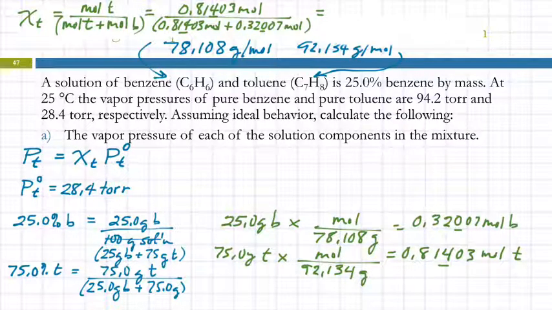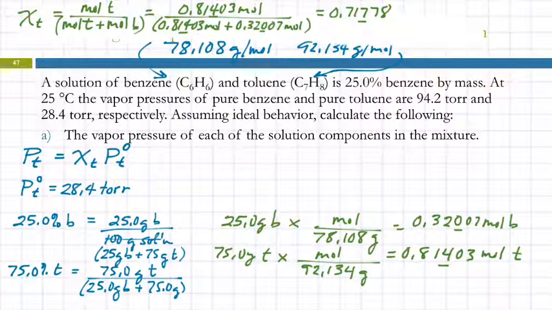So I've got 0.81403 divided by, open parentheses, 0.81403 plus 0.32007, close parentheses, equals 0.717. That's going to end up with 3 sig figs, and there's a whole bunch of 7s after that. I'm going to keep 2 extras. And that's a unitless quantity. This is the mole fraction of toluene.